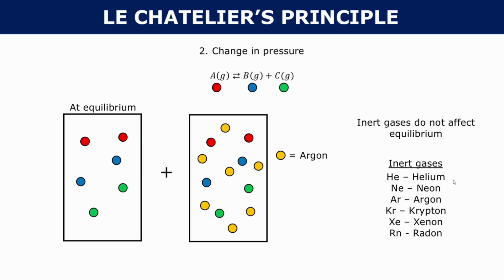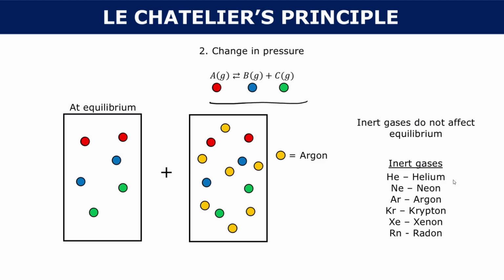Your system is still this. Your system is not affected by the argon, so the pressure in your system is still the same. If you add inert gases into a system, Le Chatelier's principle is not going to take effect because, again, the inert gases do not affect the system itself.